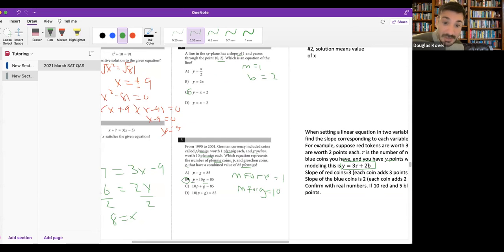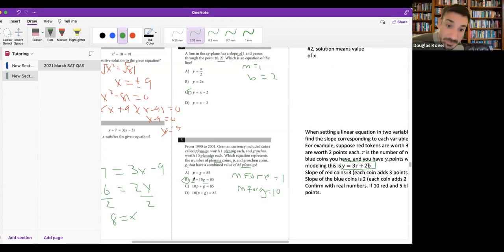And you could confirm that by plugging in real values that would make sense. Sometimes that's a way you can make sense of formula questions where you want to pick a formula that represents a situation: plug in real numbers that would make that true. So for example, if you had 8 Groschen and each Groschen was 10 Pfennigs, that would be 80 Pfennigs. And then that would mean you'd have 5 Pfennig coins left over to make 85.